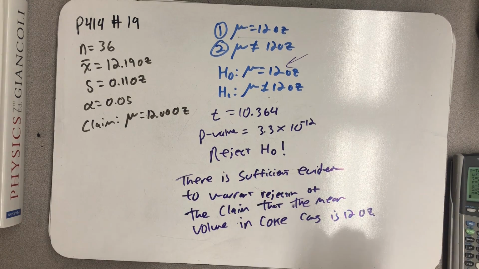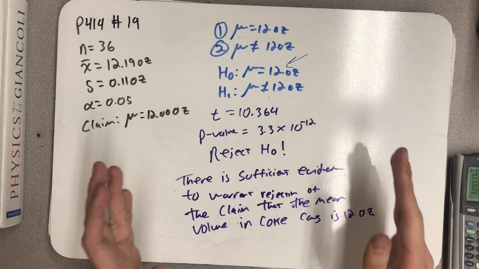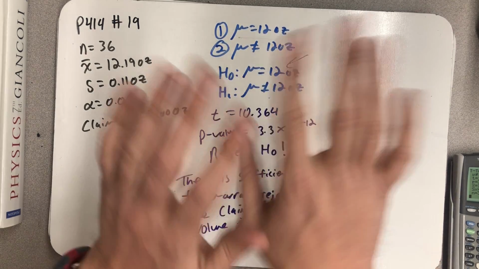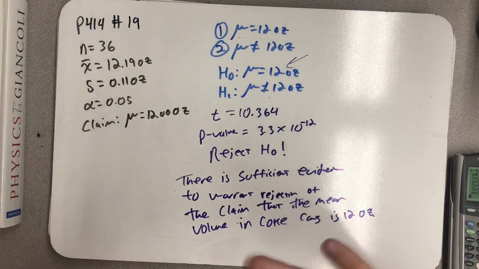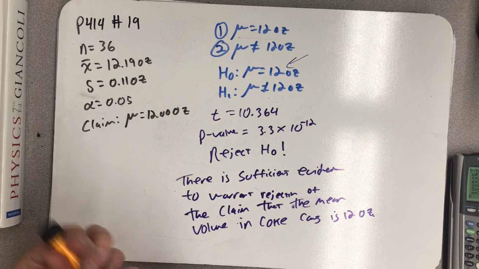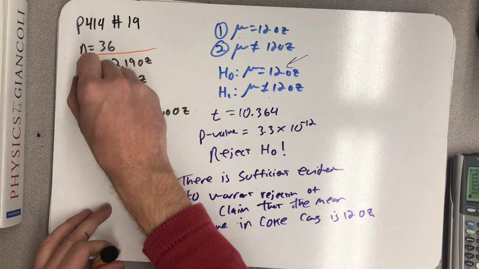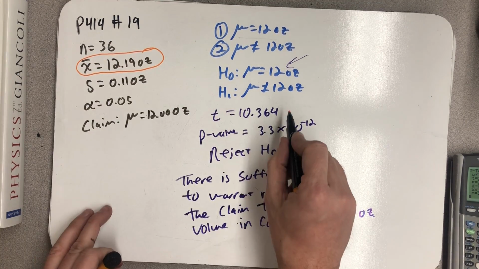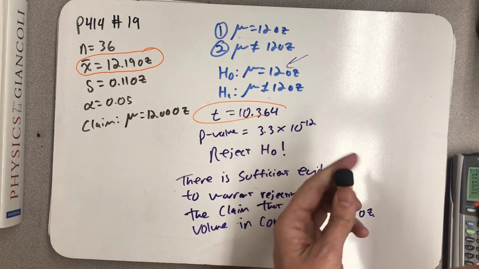All right, then we're asked, does it appear that customers are being cheated? And if we weren't thinking, we might say yes because we rejected the claim, so we're actually saying the cans don't contain 12 ounces of Coke. But a careful examination of the situation will show the sample mean is actually over 12. And that our test stat is on the high side.